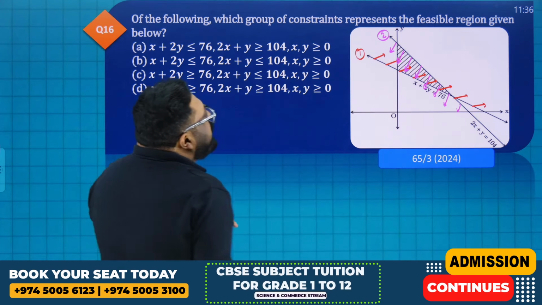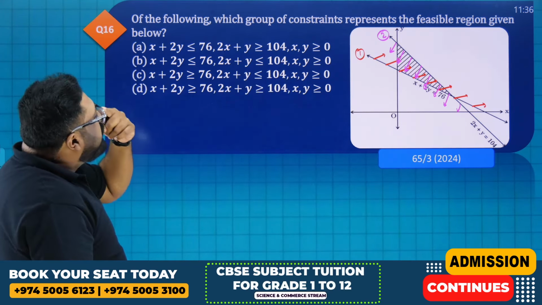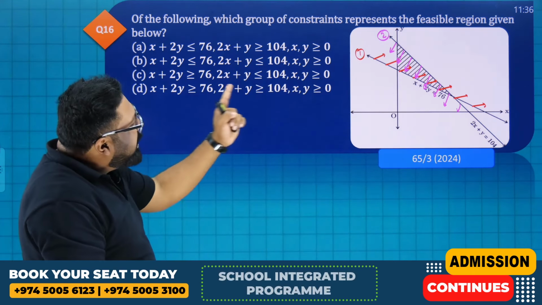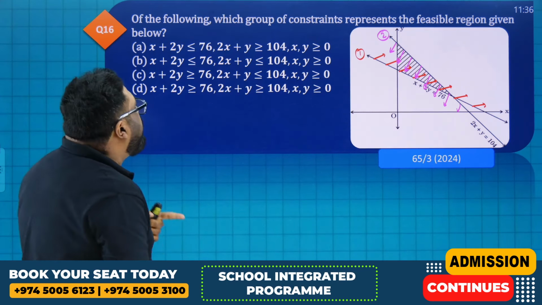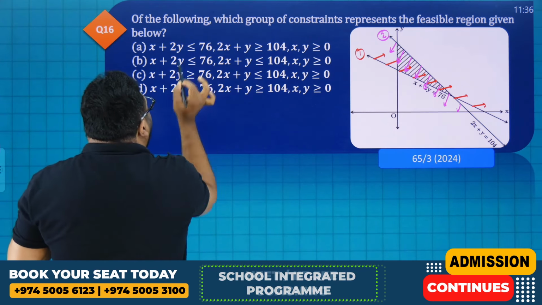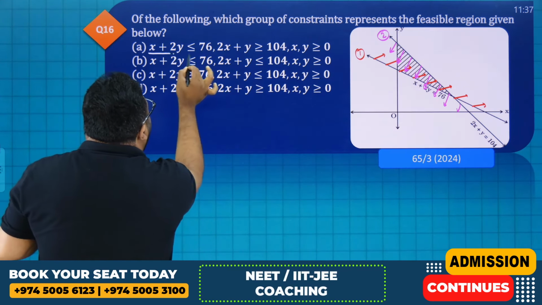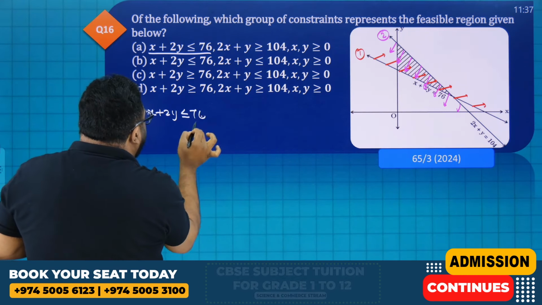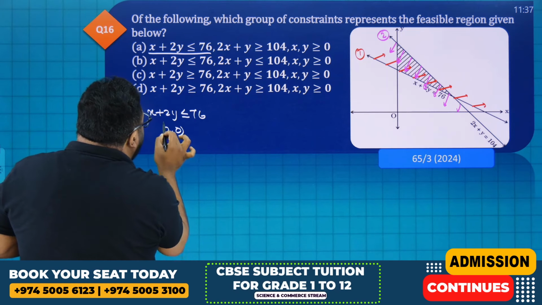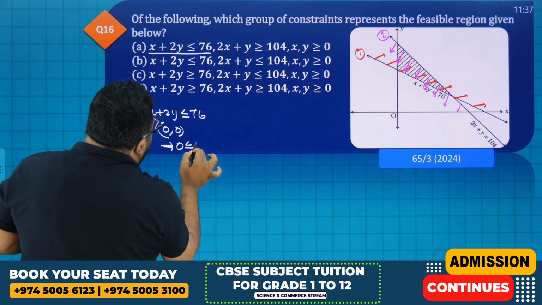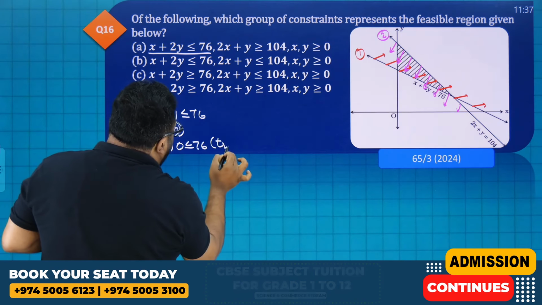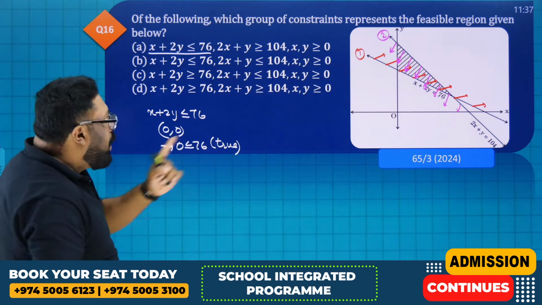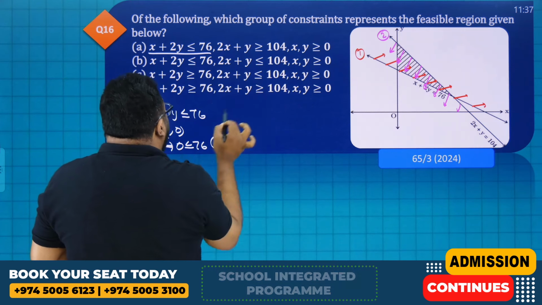Okay? All of you, check option number 1. X plus 2y is equal to 76 is equation number 1. Equation number 1 says shade everything above me. Above means it is not less than. See, what happens if you put less than? If x plus 2y is less than or equal to 76, 0, 0 implies 0 is less than 76, a true case. That means the origin is a part of that region. Wrong answer. So this should not be the right one.